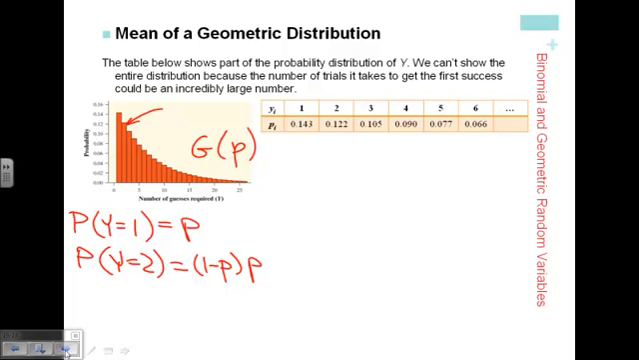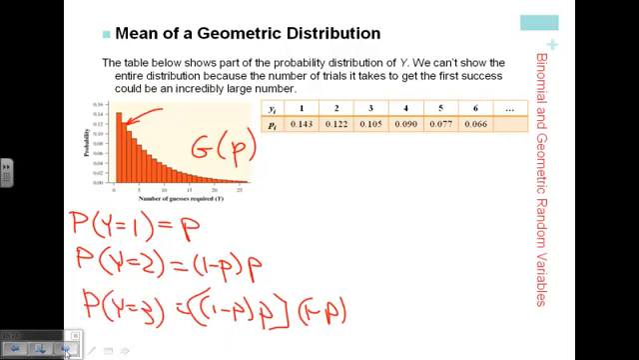And then, what happens when you take this number and you multiply it by another 1 minus P? That would be the probability of the success on the third trial. What happens? It gets smaller still. So the geometric distribution has this thing where it's always highest on the first trial, and then the values of that random variable just get lower and lower and lower over time.